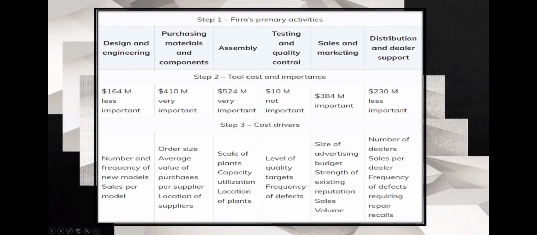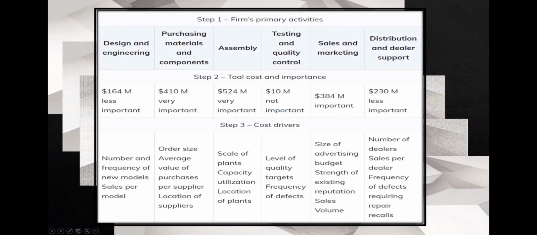The first step is the firm's primary activities, which includes design and engineering, purchasing materials and components, assembly, testing and quality control, sales and marketing, and distribution and dealer support. Steps 2 and 3 include the total cost and importance and the cost drivers. The total cost of design and engineering is $164 million, less important, and the cost driver is the number and frequency of new models as well as sales per model.